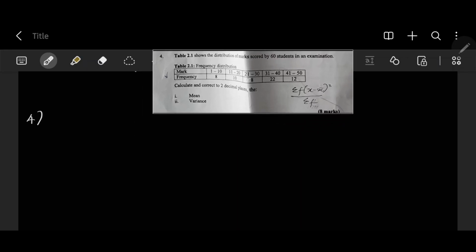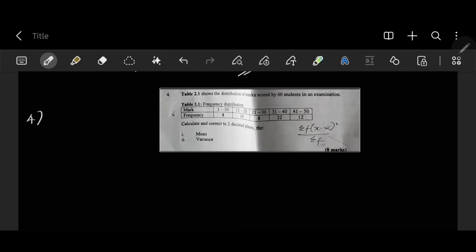So we are not actually given the mark, so this is not actually X. What you're given is the class interval. So you have to go ahead and find X, and then get the mean. Okay, so this is how you can get the mean.